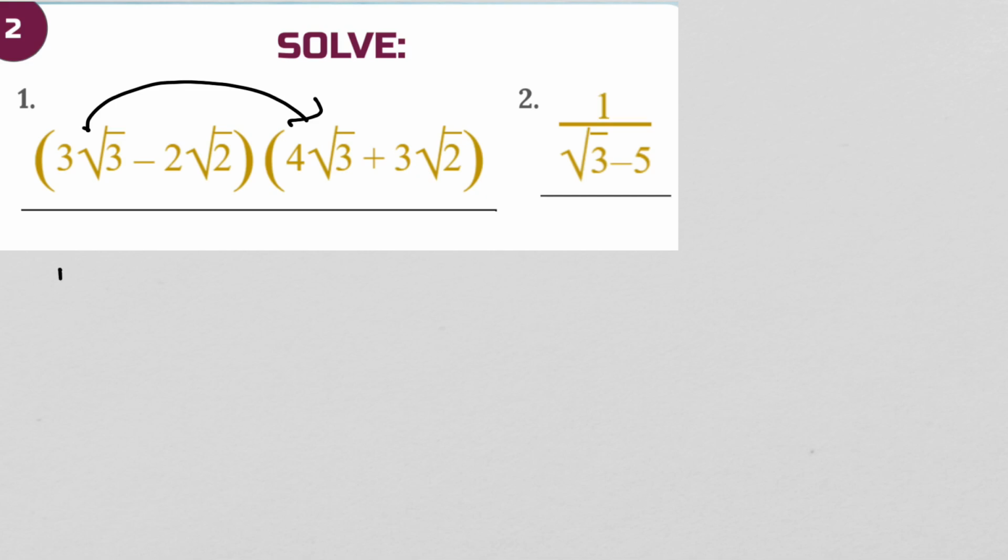So 3 times 4 is 12. Root 3 times root 3 is 3. So right there I get 12 times 3, which is 36.